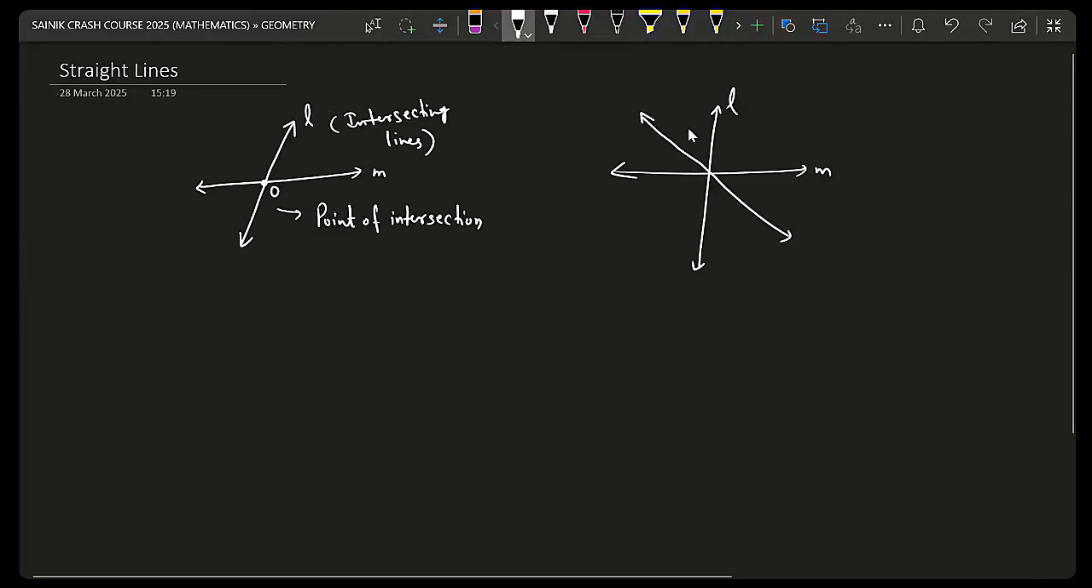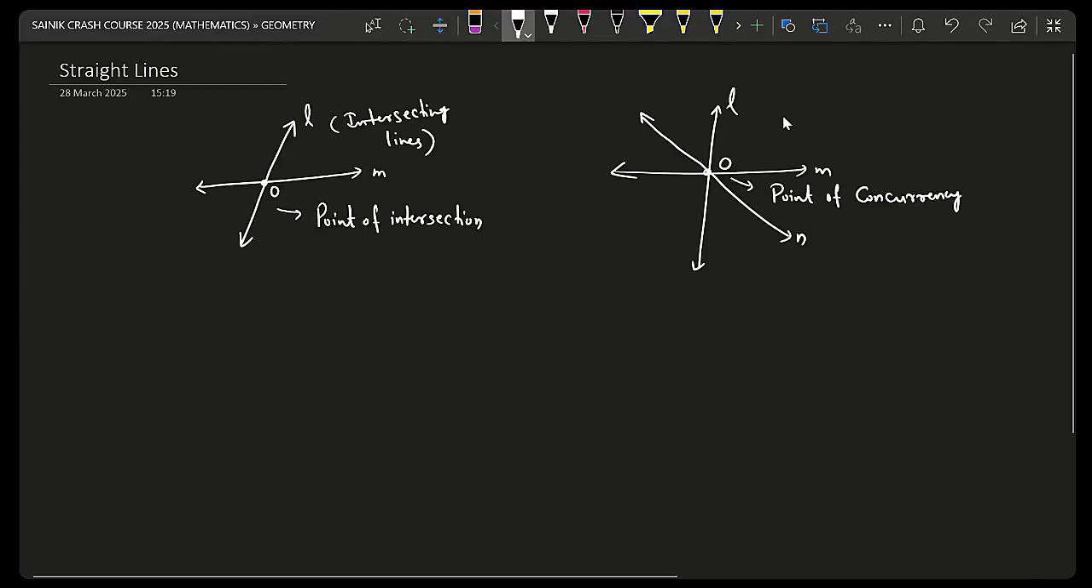So here more than two lines are passing through the same point. Let us say this is point O. Now we say that point is the point of concurrency, or point of concurrence also we can say.